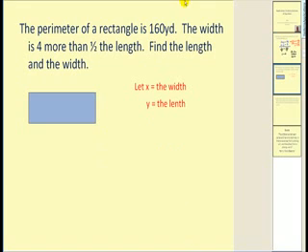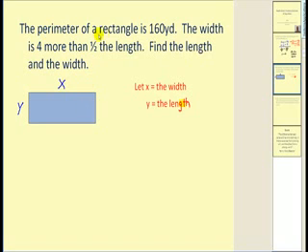Let's take a look at another. The perimeter of a rectangle is 160 yards. The width is 4 more than half the length. Find the length and the width. So let's let x equal the width and y equal the length. Let's label our rectangle. I'm going to label this y for the length and this x as the width.